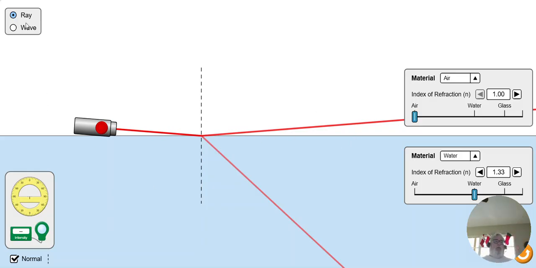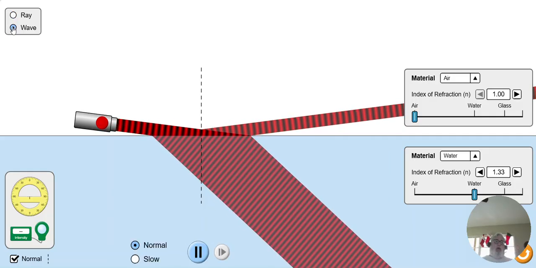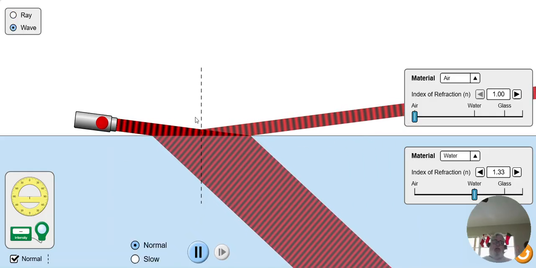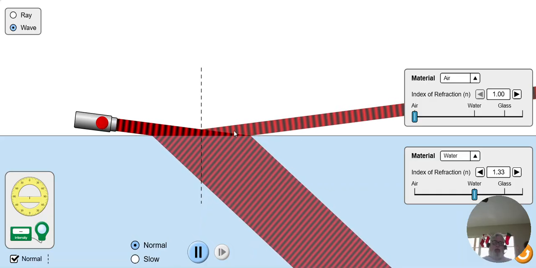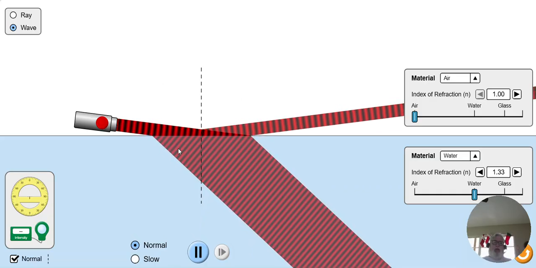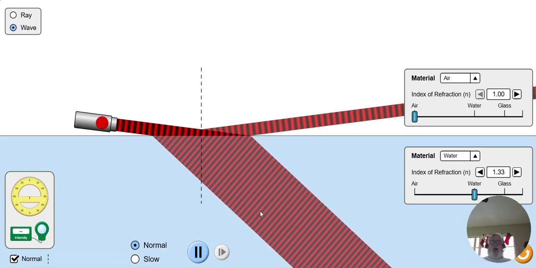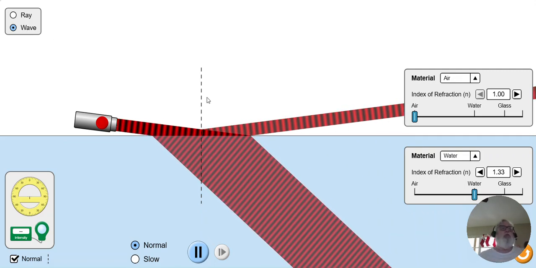Okay, let's see what this looks like. We're going to go to waves. You can see the waves here, and you can see that the speed of the waves is different. The speed of the waves is the same for the reflected wave because it's in the same medium. The speed of the waves in the new medium, because it's denser and has a higher index of refraction, is much smaller.